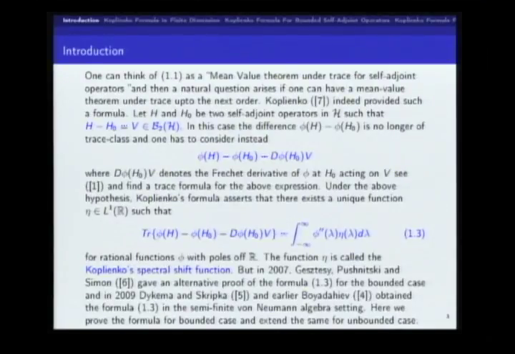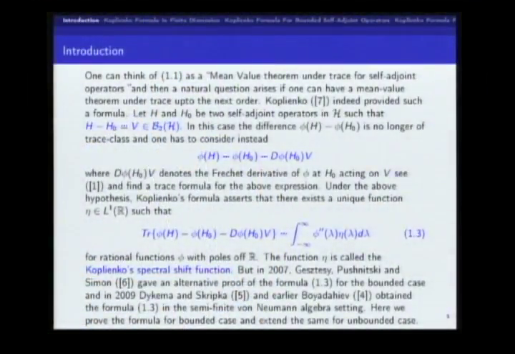More recently, people have taken up this thing. Interest has been revived again, and Simon, along with his collaborators, gave an alternative proof for this formula for the bounded case. And in 2009, Dykema and Skripka, and earlier Boyadzhiev, proved the similar formula, but in a different kind of context. Dykema is a specialist in free probability theory. So he brought to bear upon this problem the apparatus of inverse Cauchy transforms, and he derived this formula. Boyadzhiev obtained this formula in the context of a semi-finite von Neumann algebra setting, so a more general trace situation rather than B of H. That's the only difference in Boyadzhiev's work and other people's work.